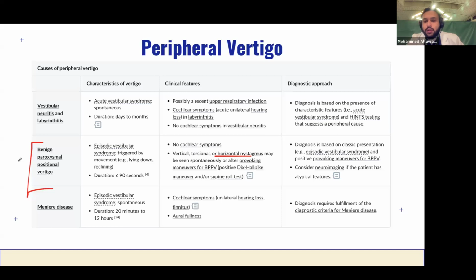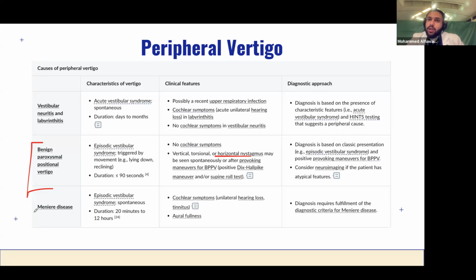How do we diagnose it? It's with the Dix-Hallpike maneuver. We lay the patient down with the head a bit lower than the rest of the body, and we rapidly move their head. When we do this, it will cause nystagmus. This is a positive Dix-Hallpike maneuver. How do we treat it? With the Epley maneuver. Epley is basically head repositioning exercises. It will reposition the otolith to its normal position, and it solves the issue. This is it basically.